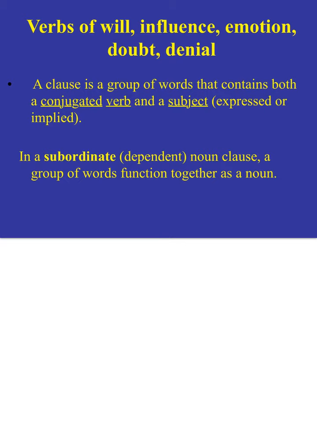So now what is a subjunctive? If you have a verb of will, influence, emotion, doubt, or denial, okay, those are the types of verbs we're working with. So we're going to have clauses of verbs. A clause is a group of words that contains both a conjugated verb and a subject. In subjunctive, there's a main clause and a dependent clause. The dependent or subordinate clause is where the subjunctive is, so that second clause is where the subjunctive is.